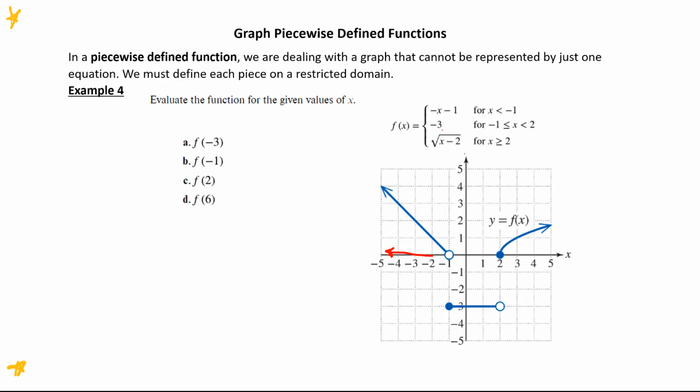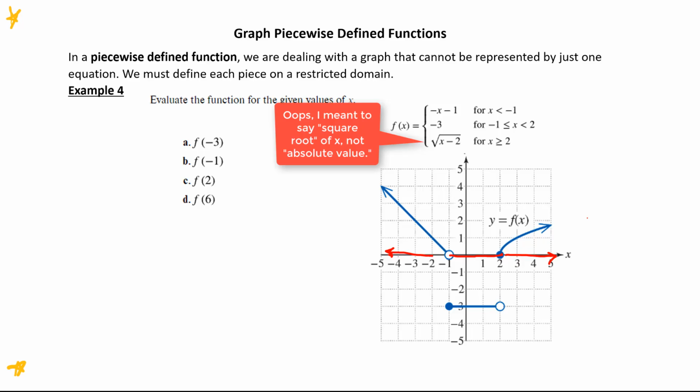It has a value of negative 3 when you are between negative 1 and 2. So in this area right here, it will always have a value of negative 3. And that includes negative 1, but not 2. And then when x is greater than or equal to 2, from this point up, that is going to look like this graph of the absolute value of x, except it's moved over 2 to the right.